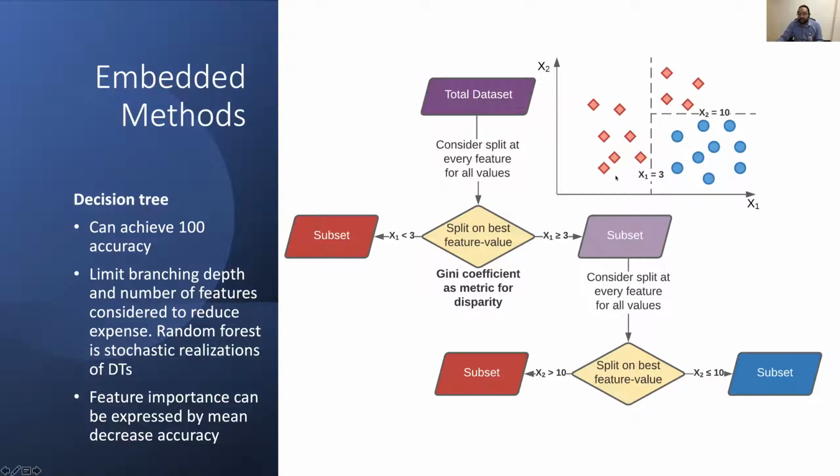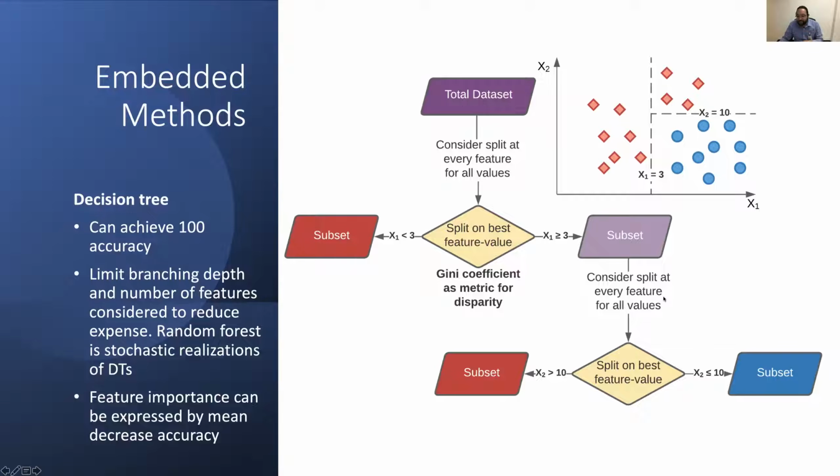So if you're less than 3, you're on this side, and if you're more than 3, you're on this side. So here's x1 less than 3. Notice I drew them all red, so it's kind of pure. And on this side, we're still kind of mixed, so I drew purple. So if your subset is all one label, you can stop that branch of the tree. If it's still mixed, you do it again.